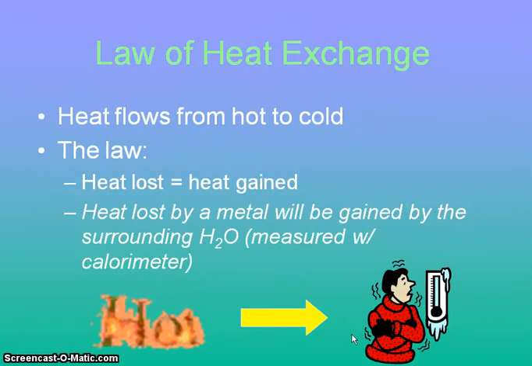The law of heat exchange basically tells us that heat lost is gained by something else. So heat will always flow from hot to cold. Your book talks about the example of holding a snowball in your hand. The heat will transfer from your hand to the snowball to help melt that snowball, and then your hand will feel more cold because the heat has left it. It doesn't suck the cold from the snowball into your hand. It will always flow from hot to cold. And any heat that's lost by one substance has to be gained by something else.